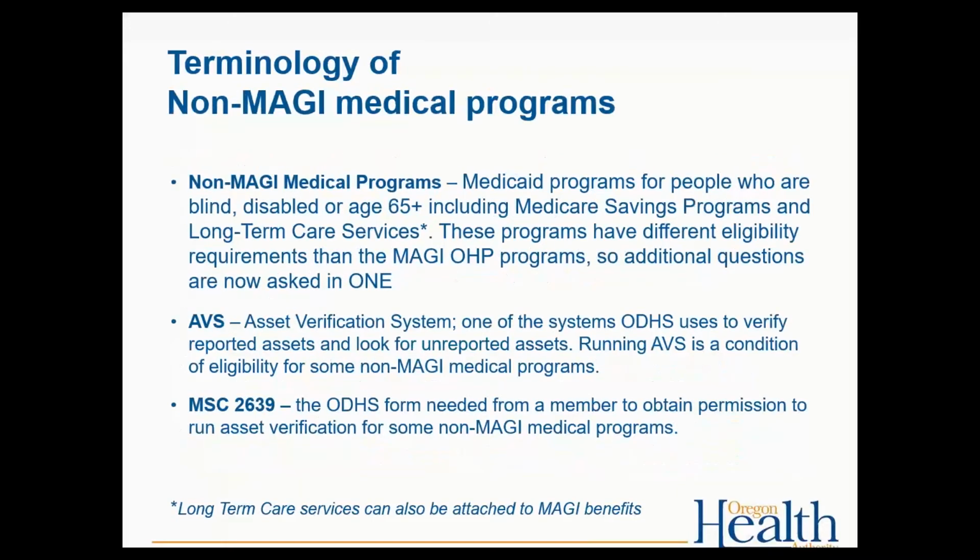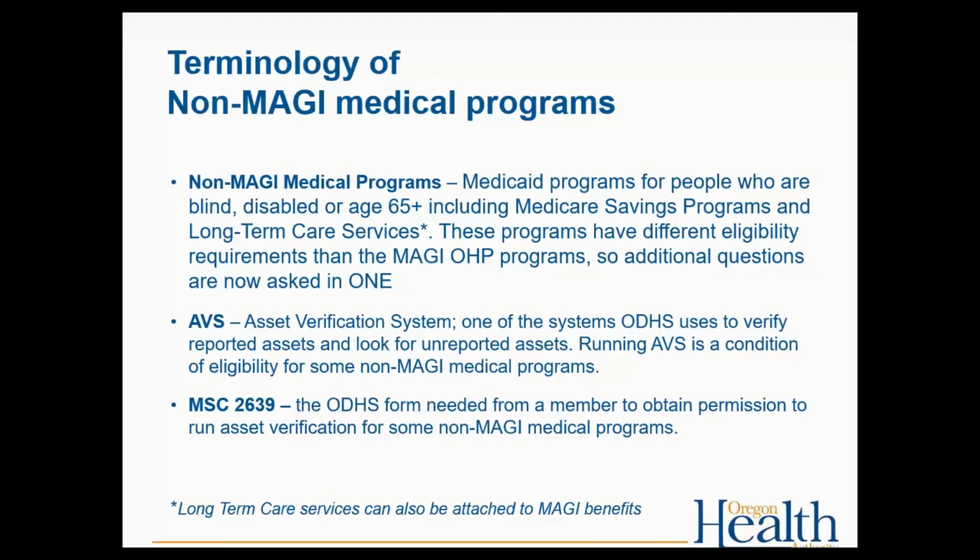We've talked about MAGI, which is that traditional OHP or Medicaid as we know it. We also have non-MAGI medical programs, which are new to many of us. These are Medicaid programs for folks who are blind, disabled, or 65 plus, and that includes programs like Medicare savings programs and also long-term care services. These programs have different eligibility requirements than the MAGI ones, so there are new rules and new questions built into the one system to accommodate that.